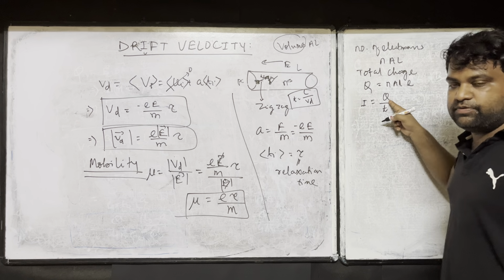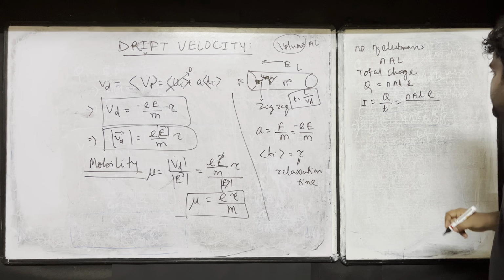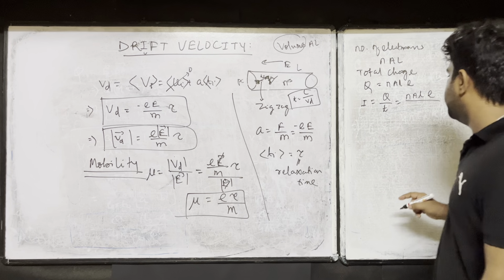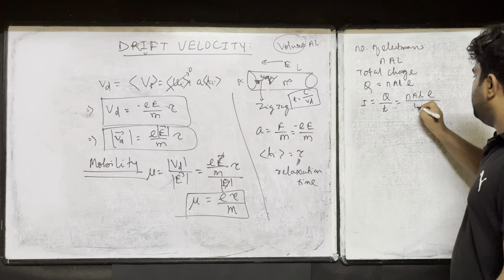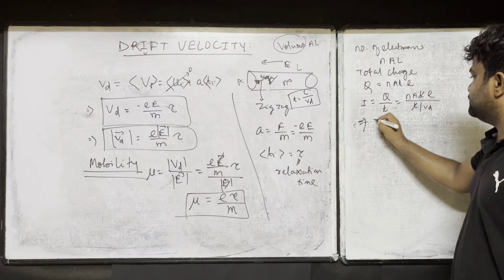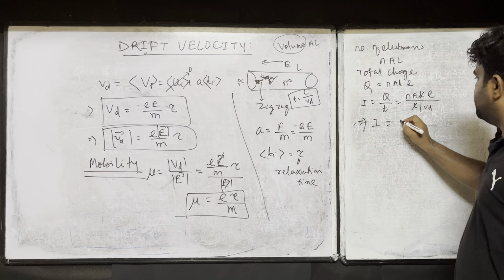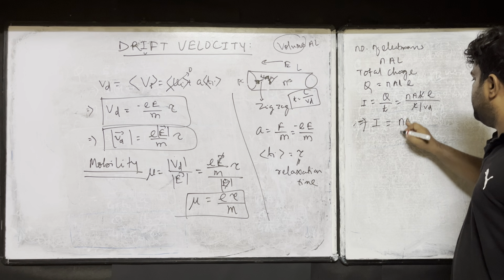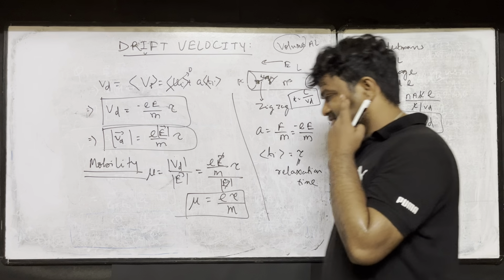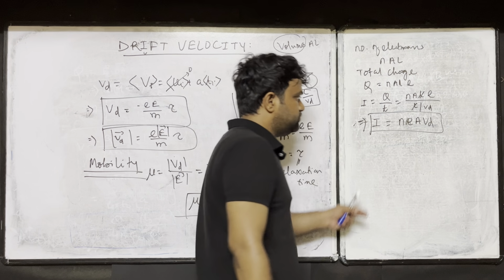So if we replace this equation, Q is your NALe divided by T. We are writing the magnitude of the electron charge, the negative sign we are not writing. So T is your L by Vd, L L cancelled. So your current you are getting, Vd will go to the numerator, NeAVd. This is the expression for current. Clear? So this is the current flowing.